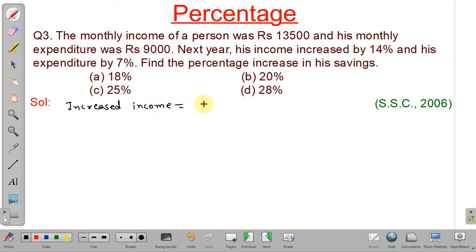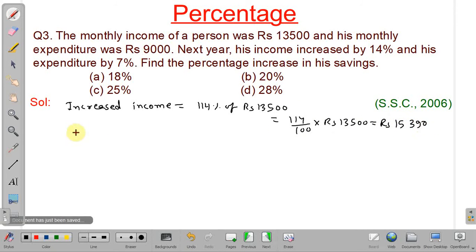as income is increasing by 14%, so it will be equal to 114% of the initial income, which was rupees 13,500. So it will be equal to 114 by 100 into rupees 13,500, which will be equal to rupees 15,390. So this is the increased income.